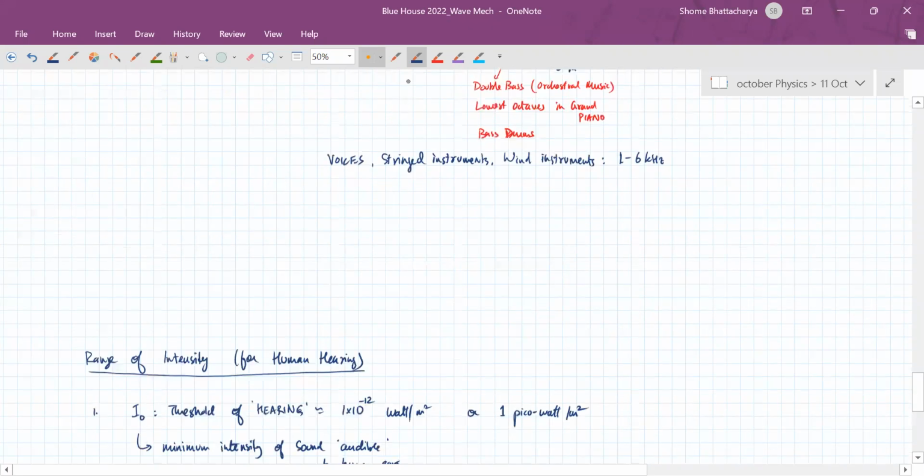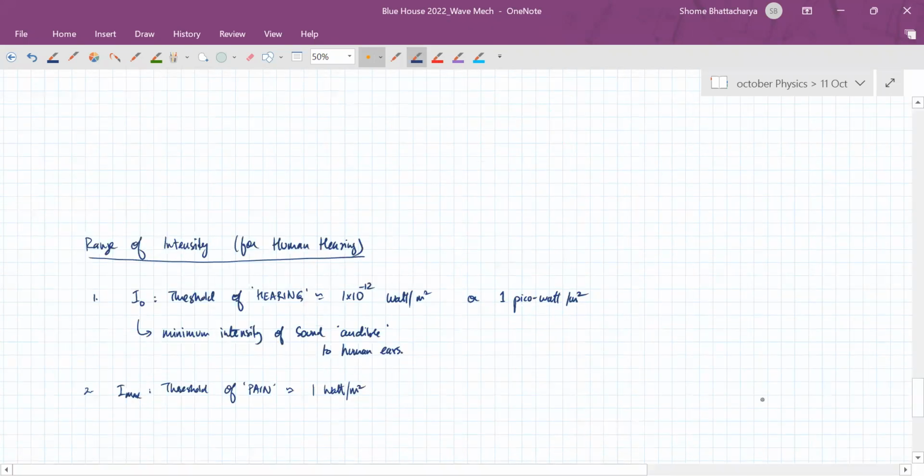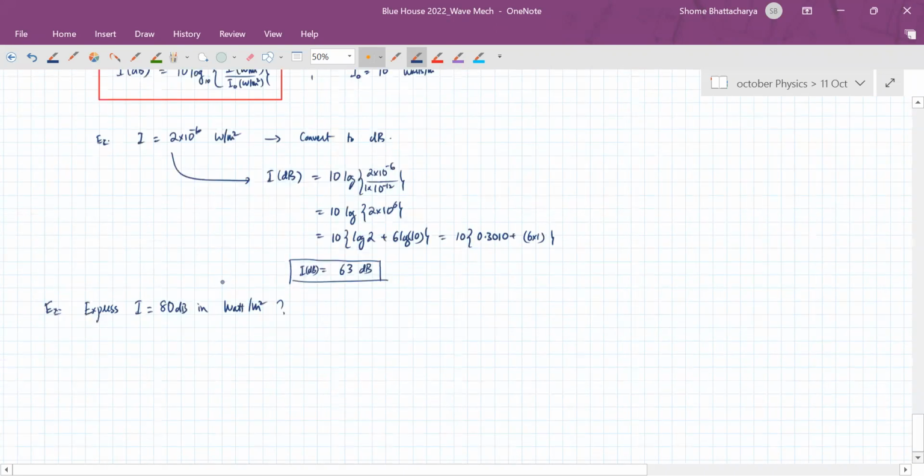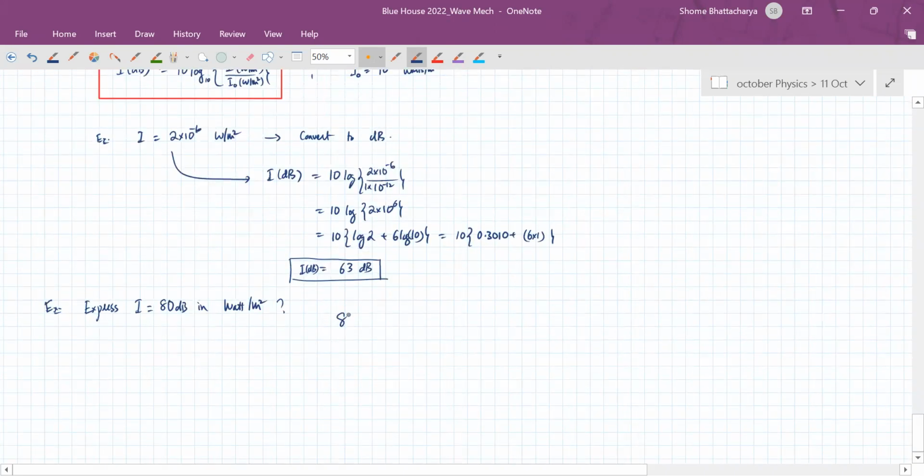Okay, so let's come to this question. So here we can see that 80 decibels is 10 log I by I naught. So this is the intensity.